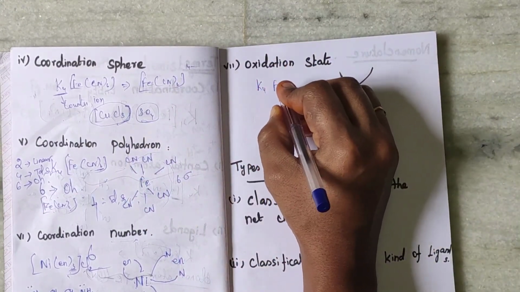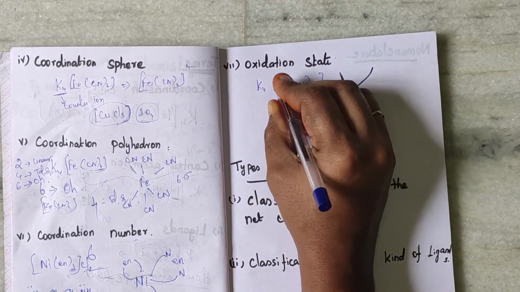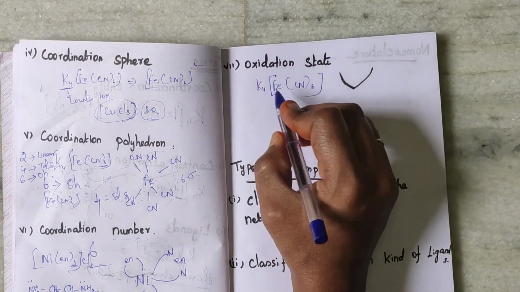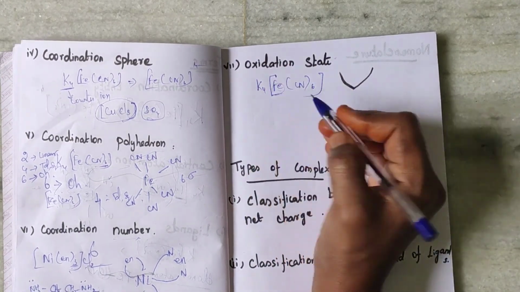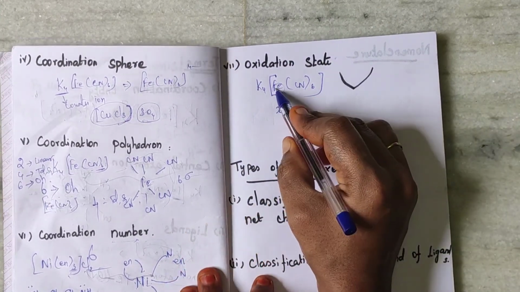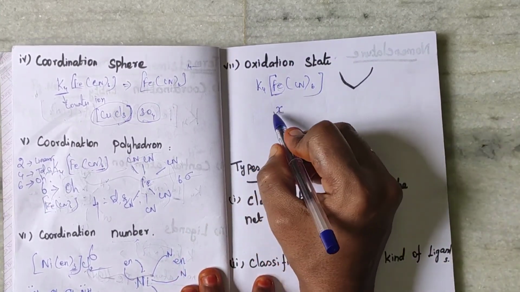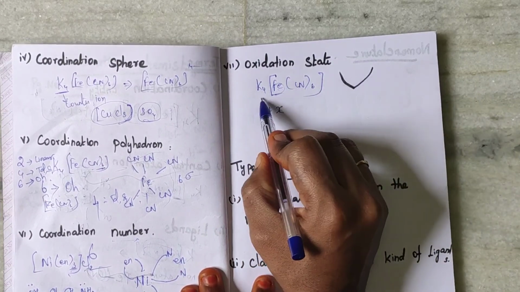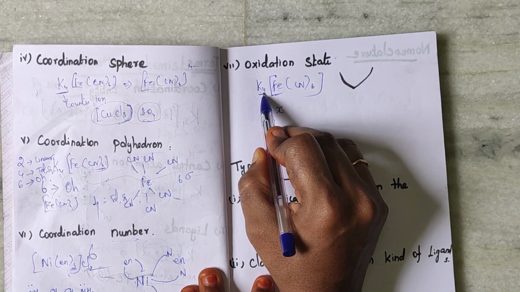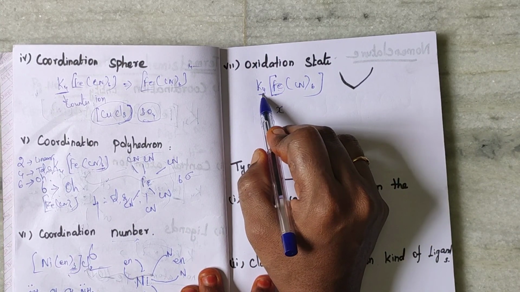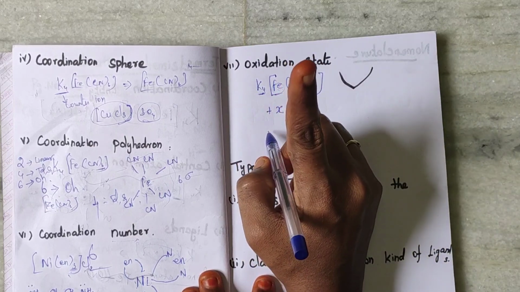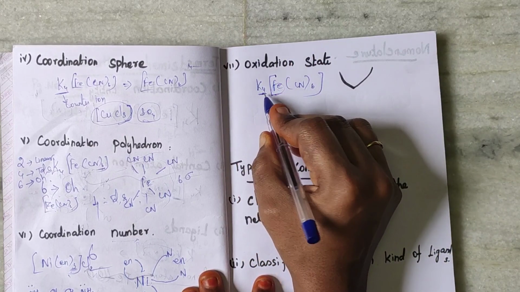Next, oxidation state. Example: K4Fe(CN)6. Here we calculate the oxidation state of the central metal atom. So we put the value X for the central metal atom. Here the counter ion is potassium. Potassium is an alkali metal. Alkali metal has the value +1. So 1 potassium has +1. So totally we have 4 potassium.